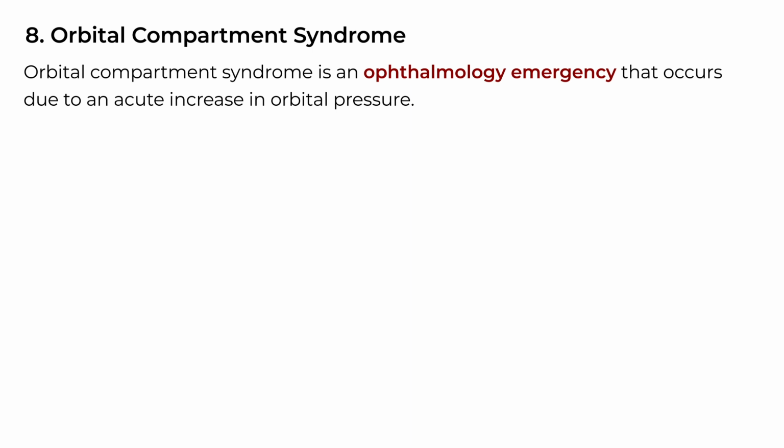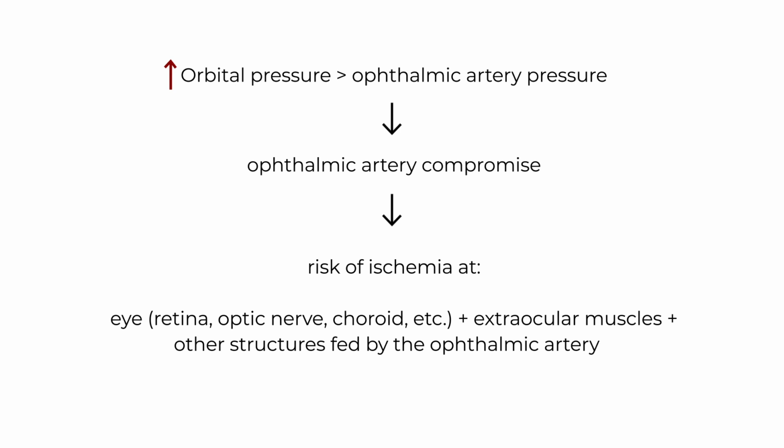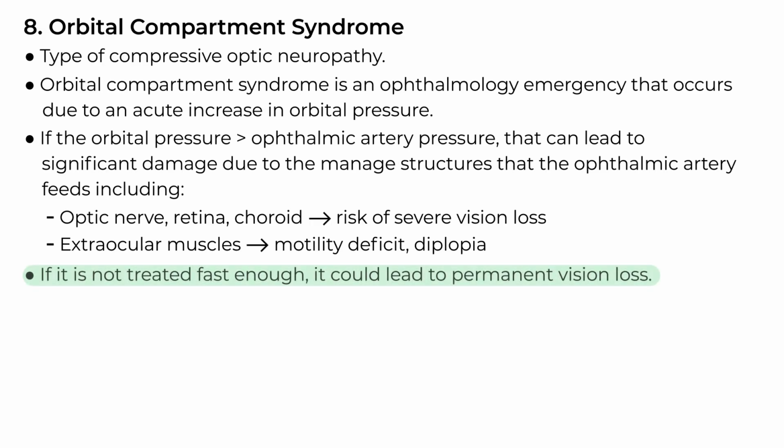Orbital compartment syndrome is an ophthalmology emergency that occurs due to an acute increase in orbital pressure. Because the orbit is a closed space, if something is in the orbit that shouldn't be there and it's taking up space, that can increase the orbital pressure and potentially damage the optic nerve, the retina, and the surrounding structures within the orbit. And if it's not treated fast enough, it could lead to permanent vision loss.